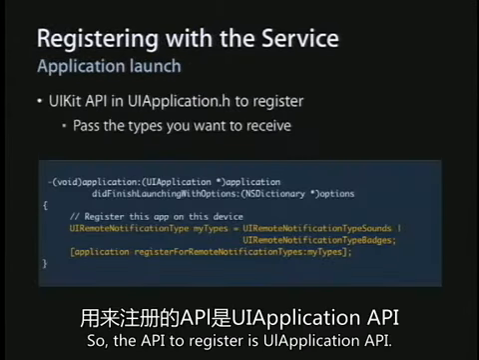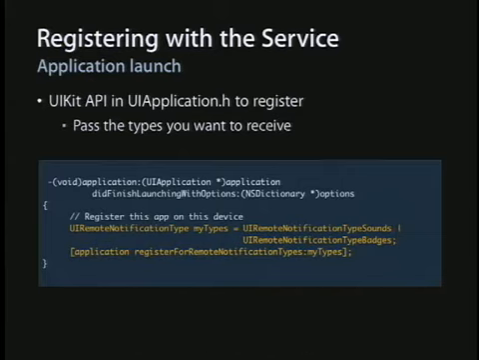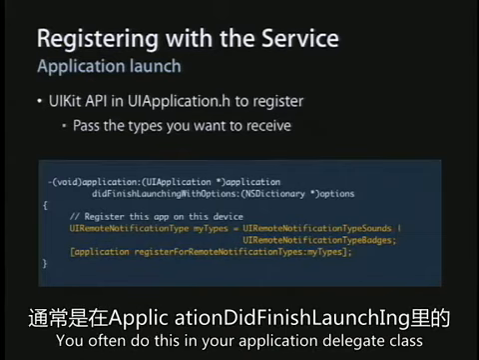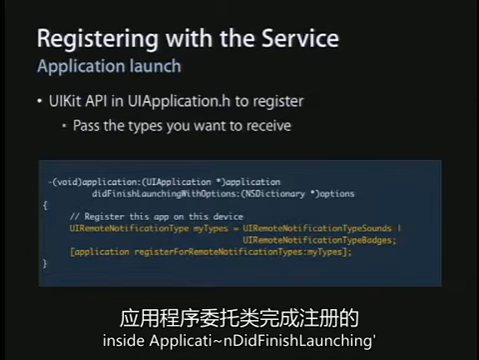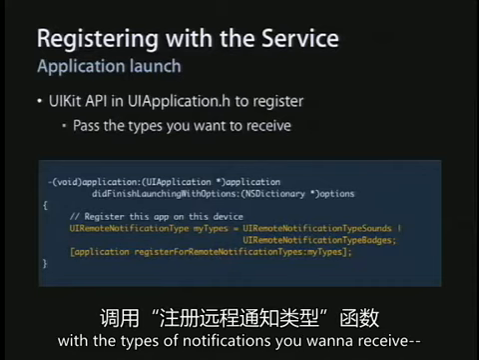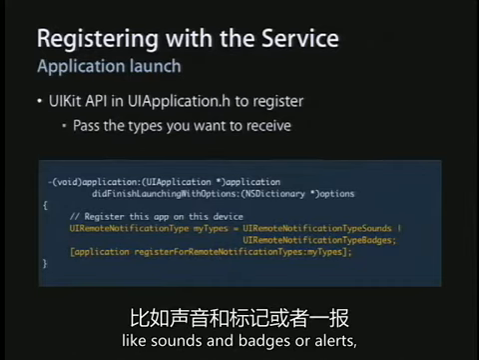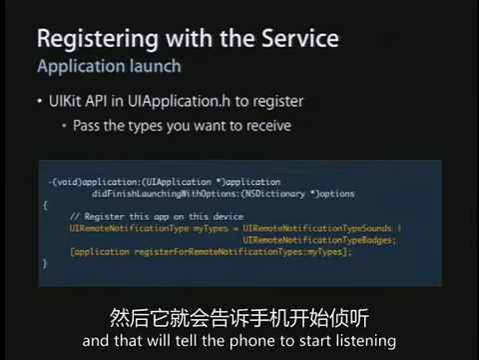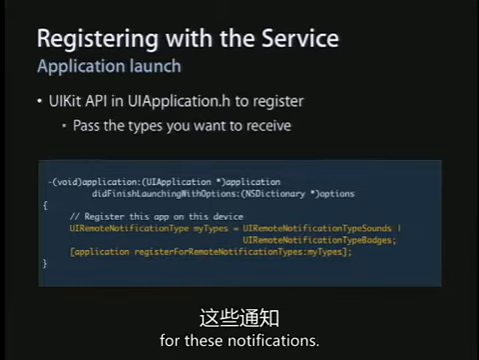So the API to register is in UIApplication. You often do this in your application delegate class inside applicationDidFinishLaunching. You call the function registerForRemoteNotificationTypes with the types of notifications you want to receive, like sounds and badges or alerts. And that will tell the phone to start listening for these notifications.